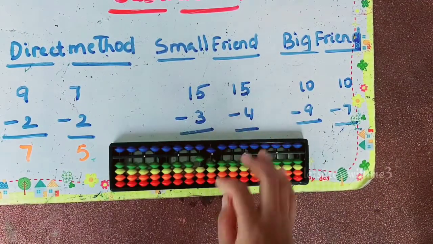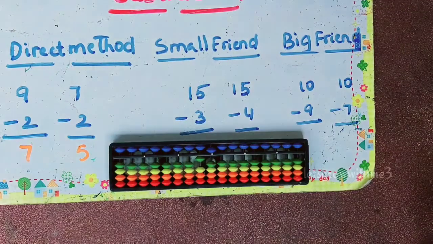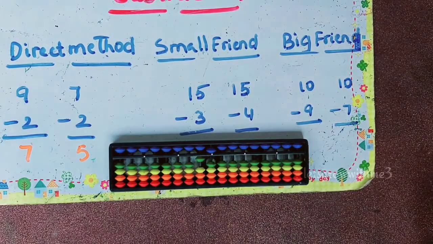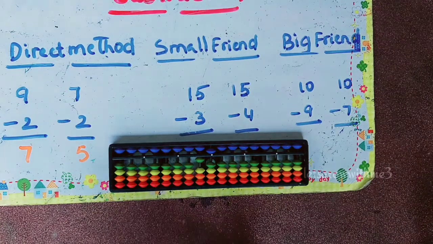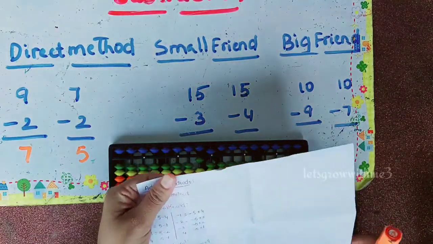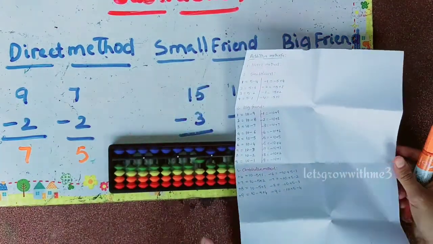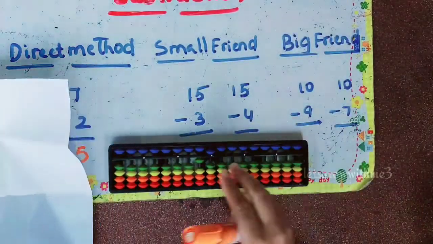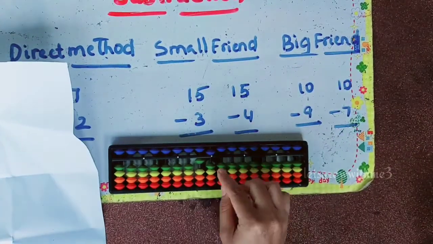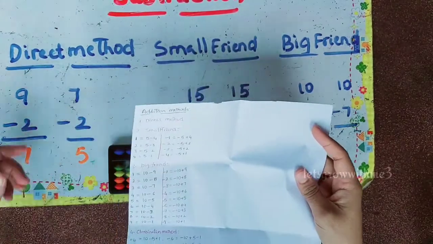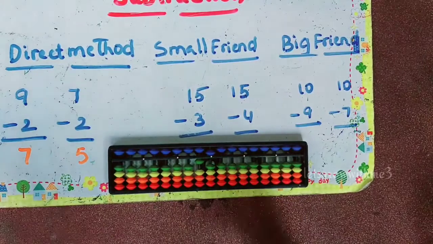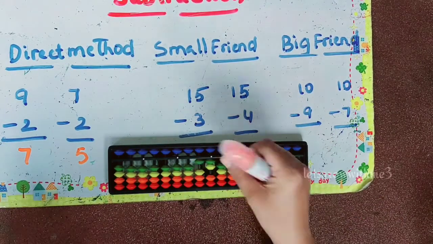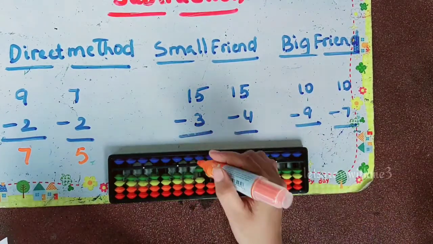Next we will see the small friend method. So 15 minus 3. How to remove minus 3? We don't have beads here directly, so we are going for small friend. What is the formula for minus 3? Minus 5 plus 2. So always keep your formula page handy. Minus 3 is equal to minus 5 plus 2. So, small friend method. Then try to solve it. Minus 5 plus 2. Okay, the answer is 12.